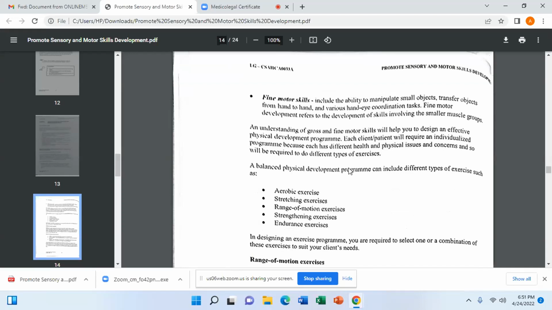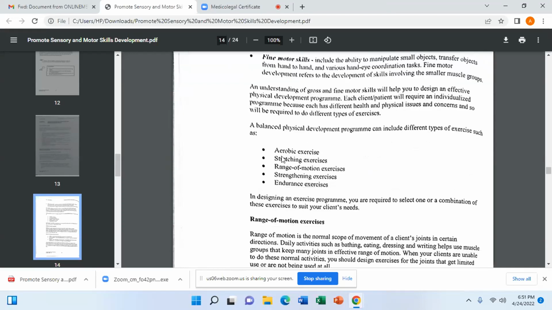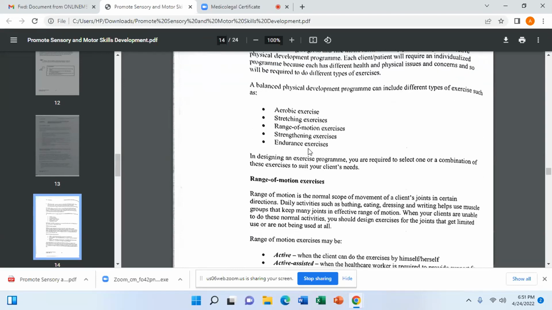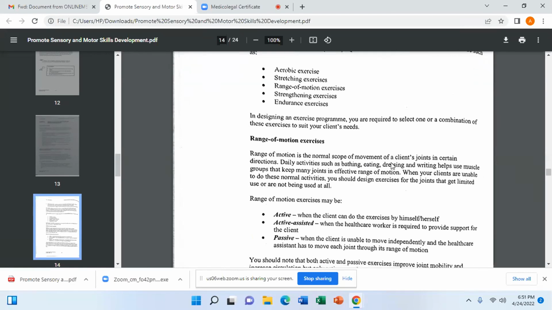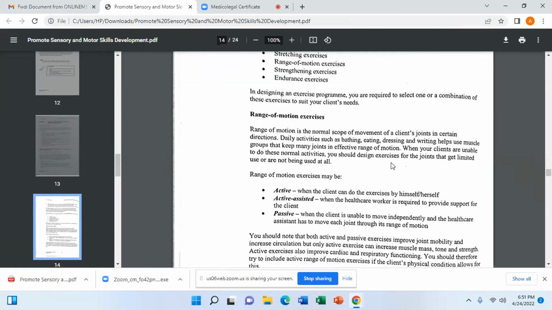It says a balanced physical development program includes aerobic exercise, stretching exercise, range of motion exercise, strengthening exercise, endurance exercise. And when you're designing an exercise program, it should be one or a selection or combination of them.